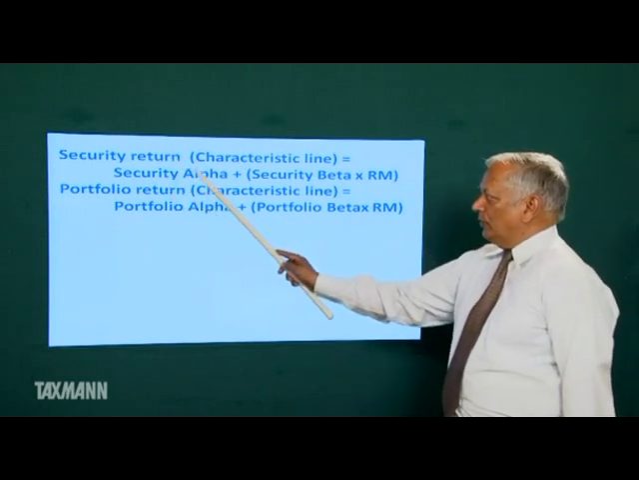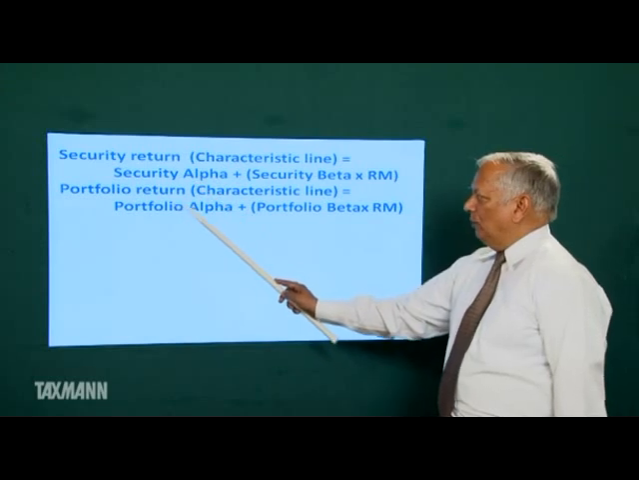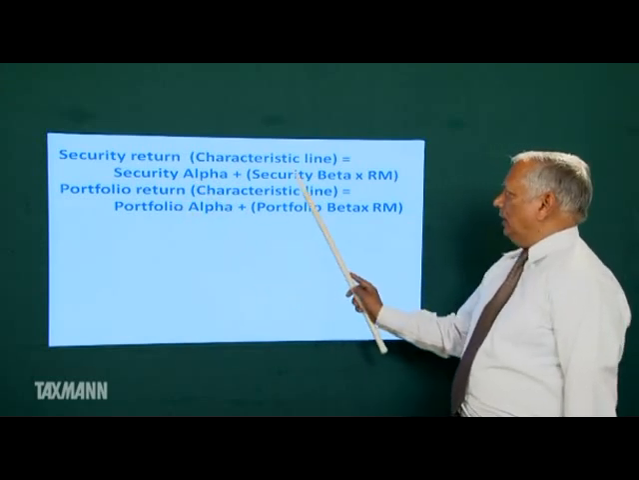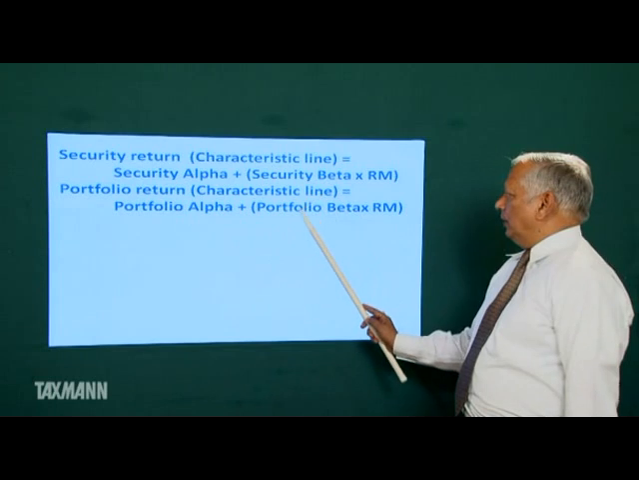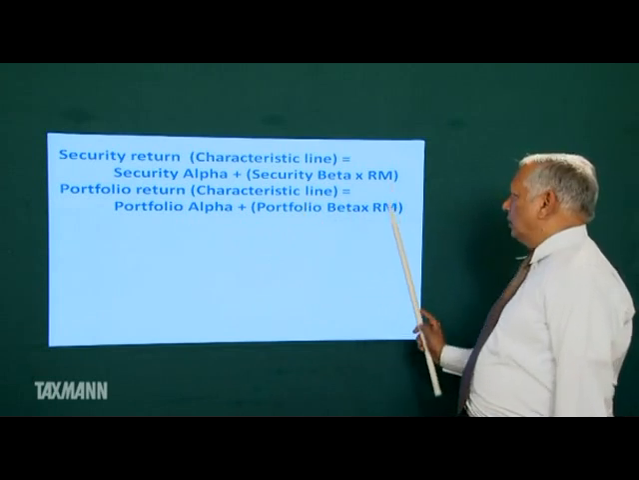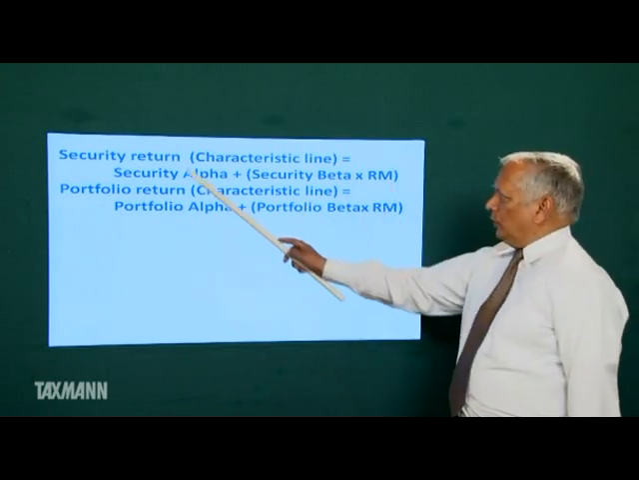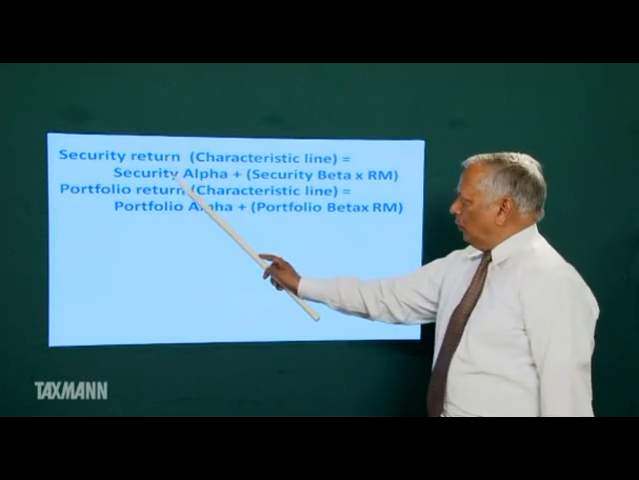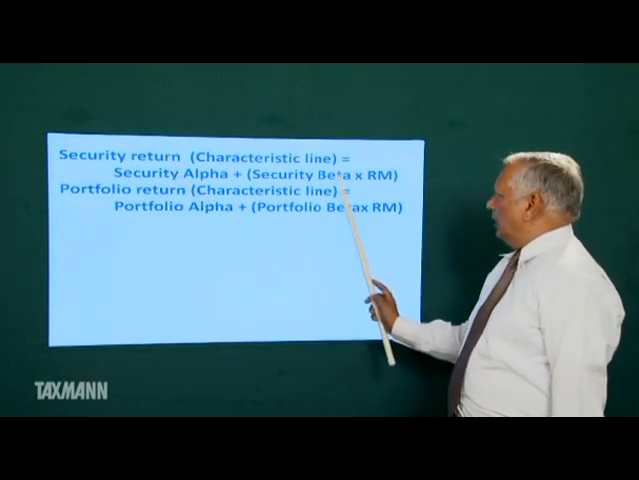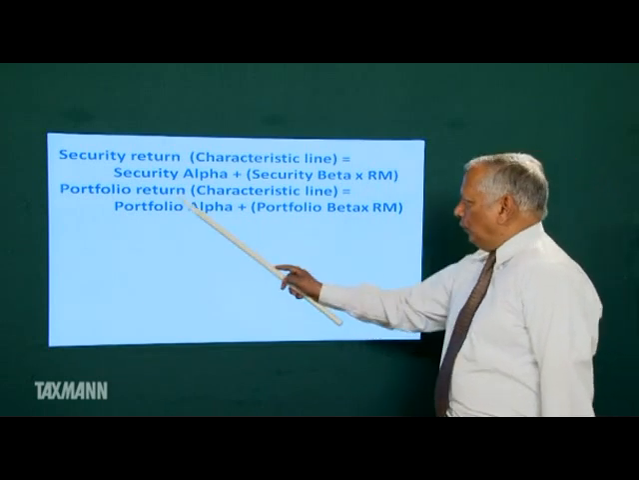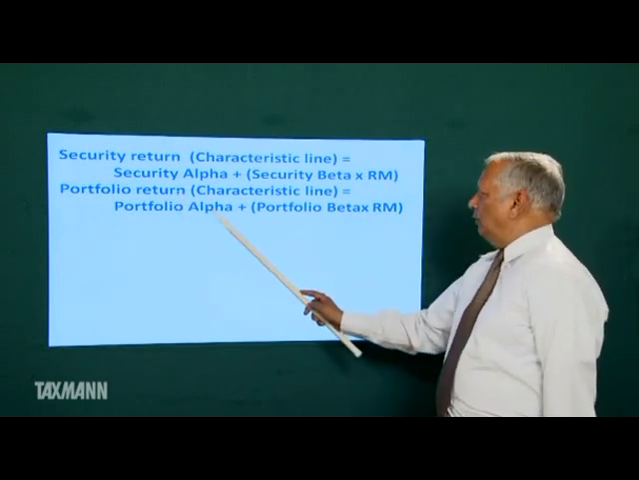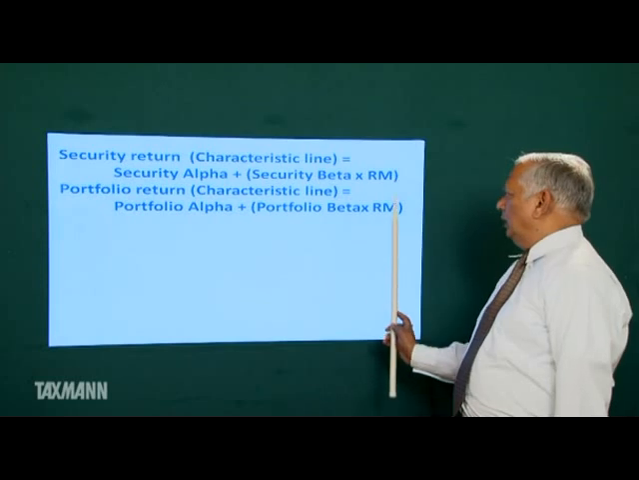Here we have taken security alpha. Here we have taken portfolio alpha. Here we have taken security beta. Here we have taken portfolio beta. RM is common. So security return is equal to security alpha plus security beta into RM. Portfolio return is equal to portfolio alpha plus portfolio beta into RM.